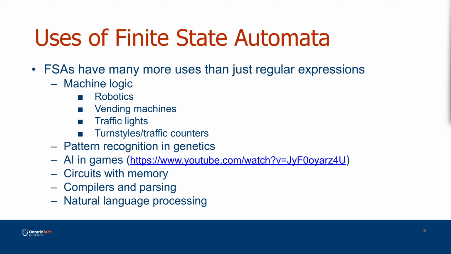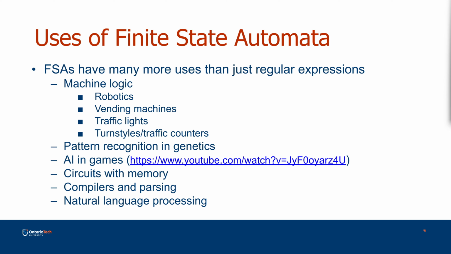You can also use finite state machines to recognize patterns in genes. You can use them for AI in games. I've got a link here that I invite you to check out in your own time if you want to. It talks about how finite state machines are used in some common video games. Finite state machines are used for circuits that have memory. We're going to deal with that next semester in the computer architecture class.